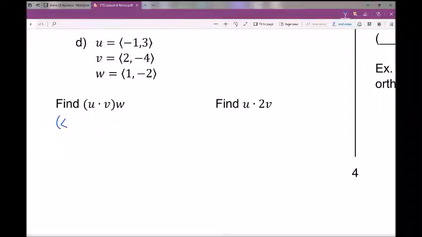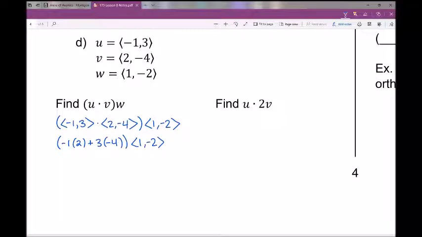So let's go ahead and sub in all of our vectors. So we have vector u, which is 1, negative 1, 3, dotted with v, which is 2, negative 4, and that's going to be multiplied by w, which is 1, negative 2. So let's do the dot product first. So we have negative 1 times 2 plus 3 times negative 4, and that is still multiplied by 1, negative 2.